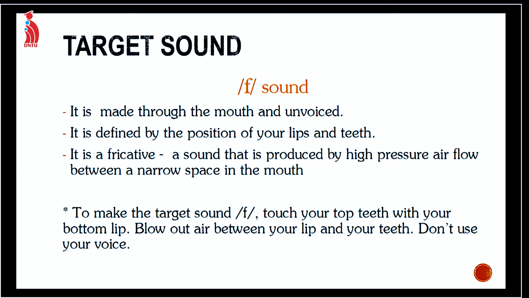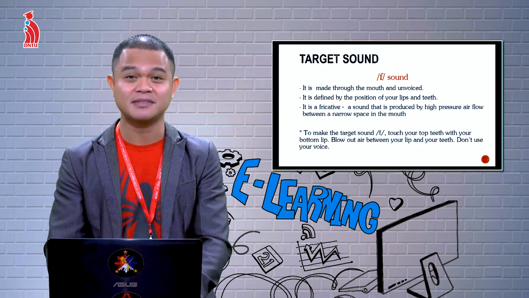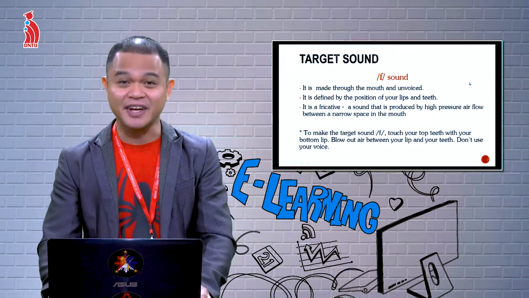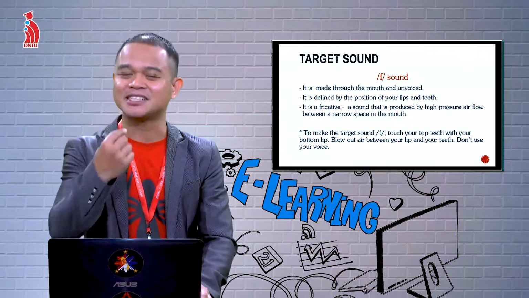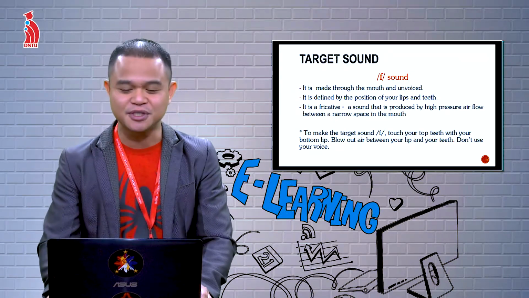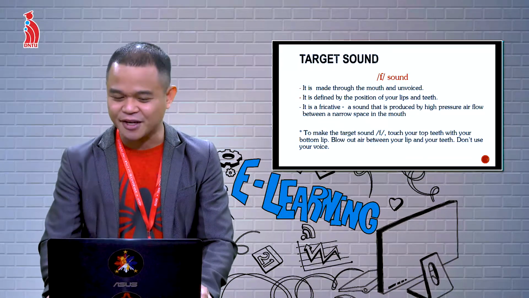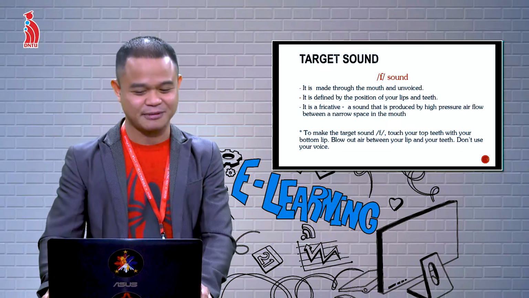So the F sound is also a fricative. Okay, last time we talked about plosives. It's like the opposite. Like the letter P, you close your lips. But this time, if it's fricative, there is air passing through your mouth. Also, it is a sound that is produced by high pressure airflow between a narrow space in your mouth.